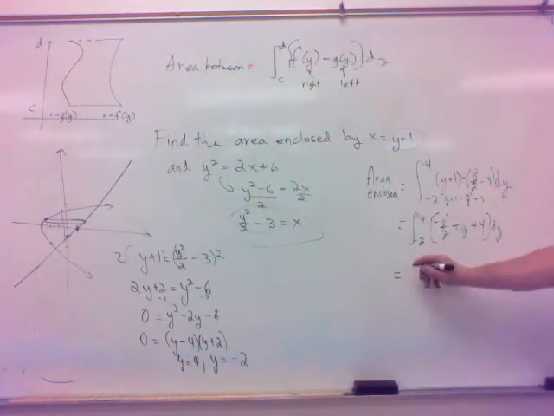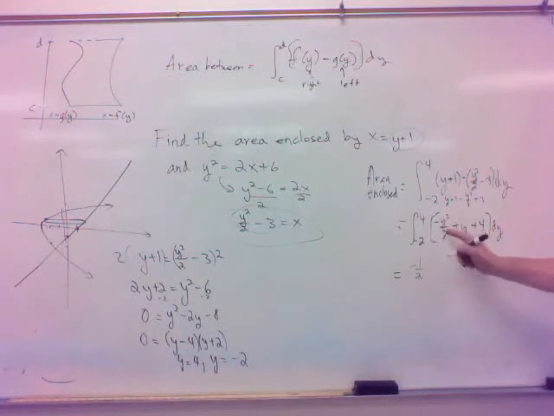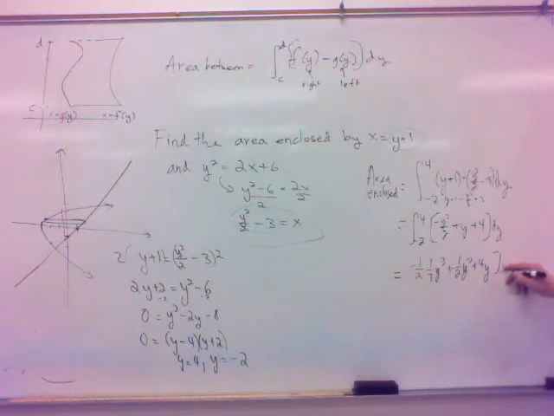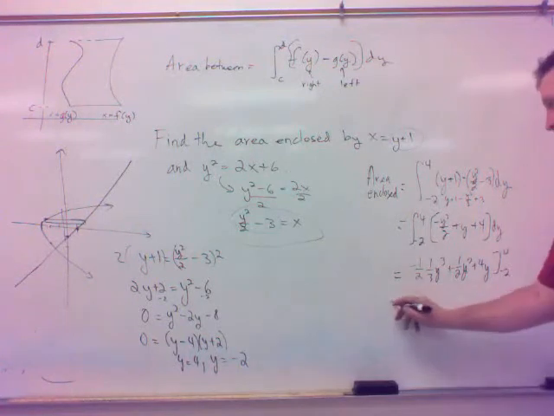All right, so that would be a negative 1/2. I'll leave it in there. That would be a negative 1/2 times 1/3 y cubed plus 1/2 y squared plus 4y from negative 2 to 4.